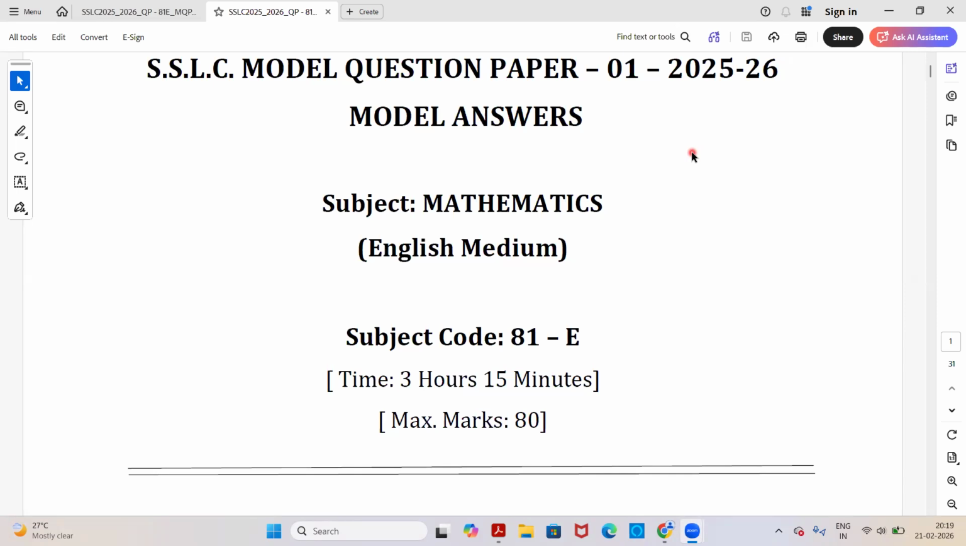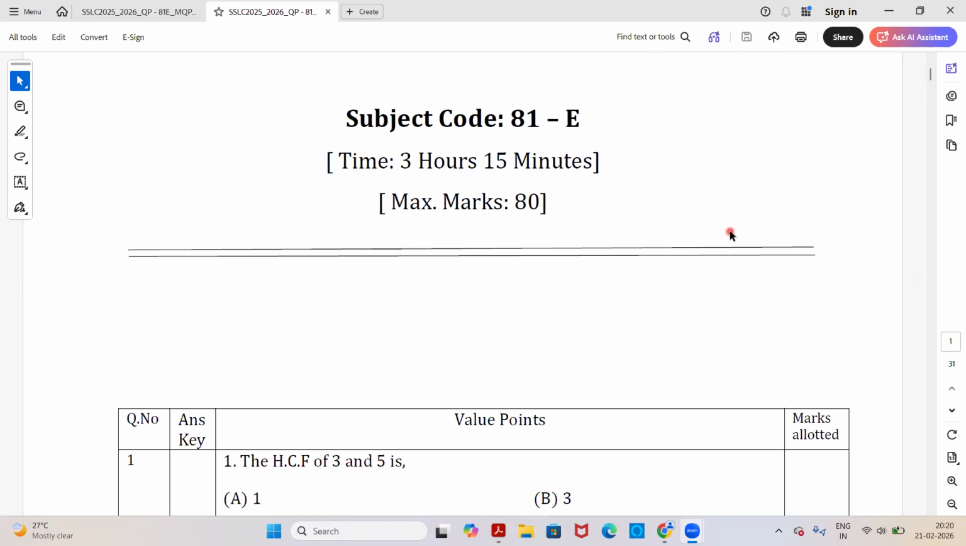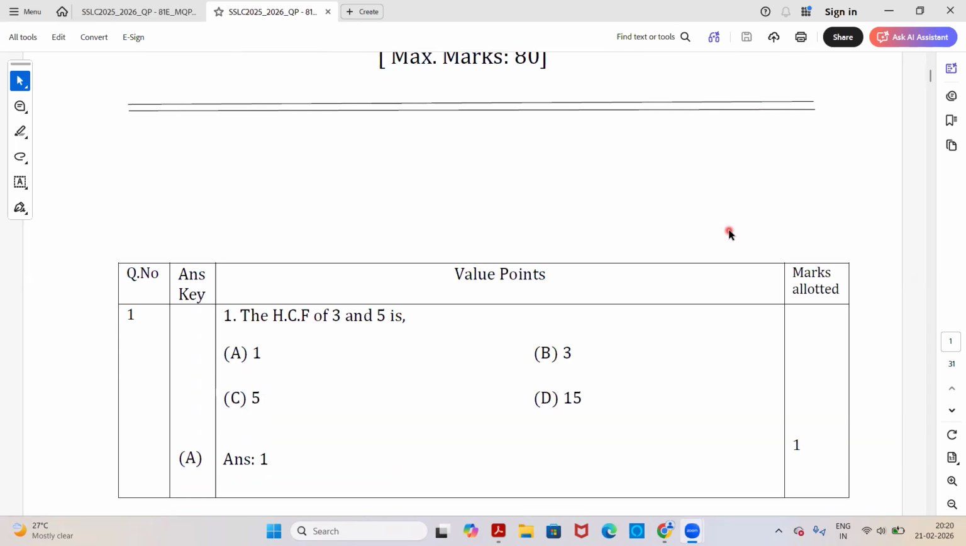In this video, we are going to discuss model answers of the model question paper 1 for the year 25-26 of the subject mathematics. Yes, this video is for my class 10 students as this is going to help you all in preparing for your exams and give you the key model of the question paper, like how to write the answers and what are the expected points and steps and what are the allocated marks.